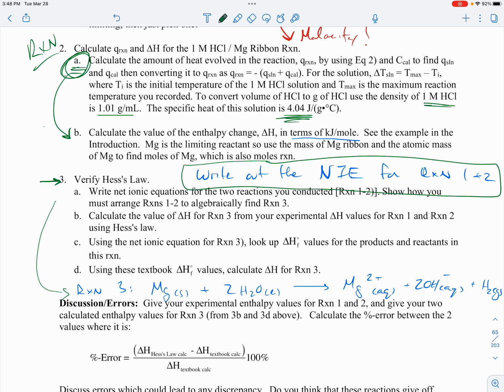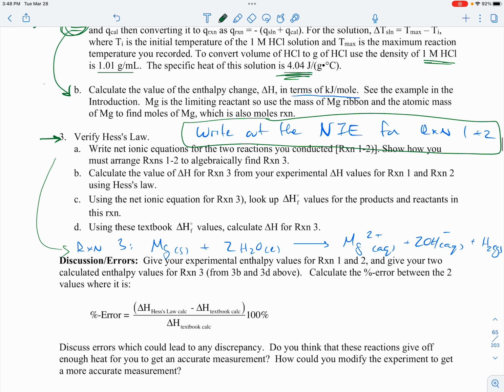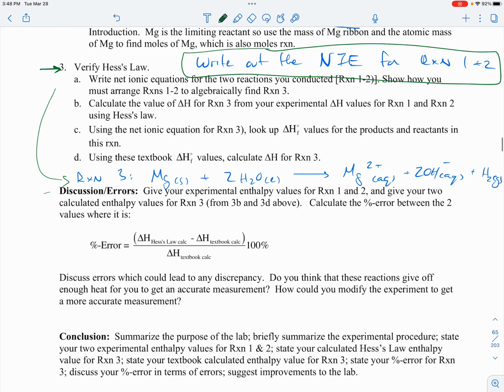And that's pretty much it for the calculation section. The other sections are like the discussion and error and the conclusion. Make sure to address each part of those sections. For this lab, there's a rubric. If you just address the parts of the rubric, you will be fine.